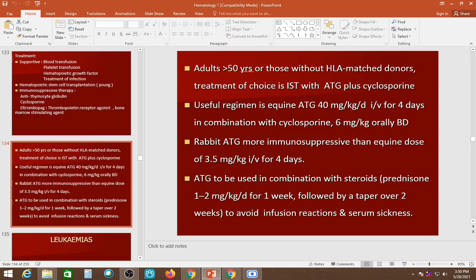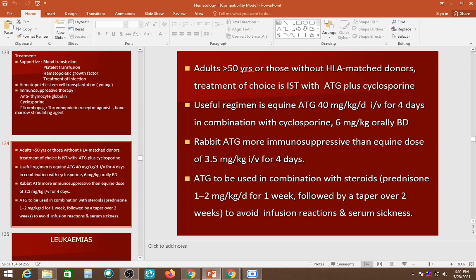And the regimen is that there are two types of this ATG. One is the equine one and one is the rabbit one. The equine one is a ATG. We give 40 mg per kg per day IV for 4 days in combination with cyclosporin 6 mg/kg orally twice a day. However, they said that rabbit ATG is more immunosuppressive than equine, so you can give the dose of 3.5, but either, whichever is available.